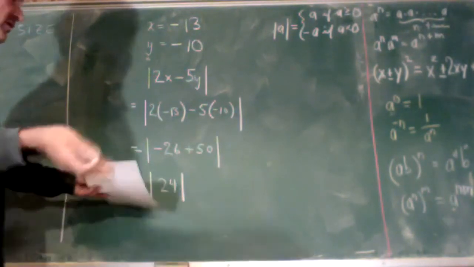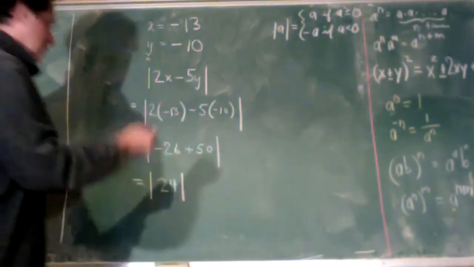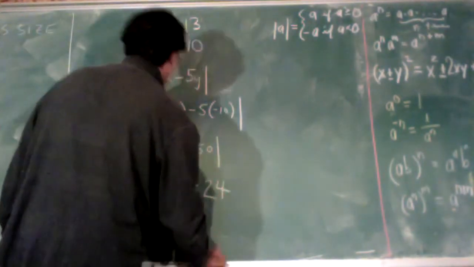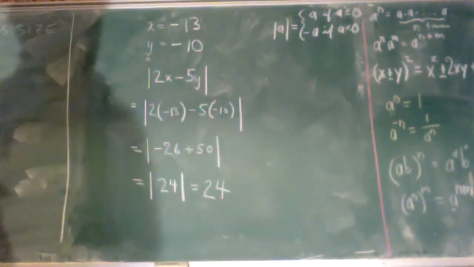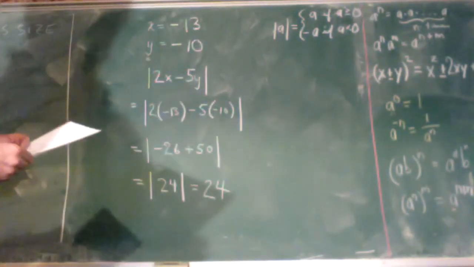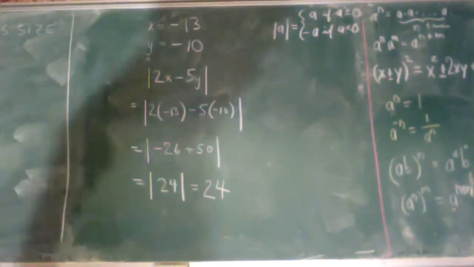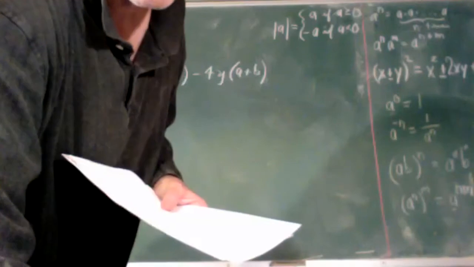Here, 24 was already greater than 0. By our definition, the absolute value is simply 24. As long as I didn't mix up my variables or my addition, we should be good. Okay.